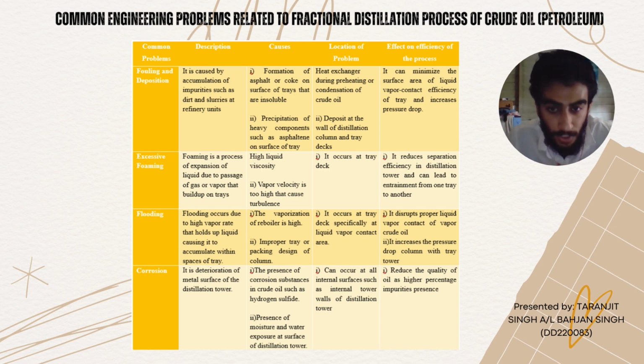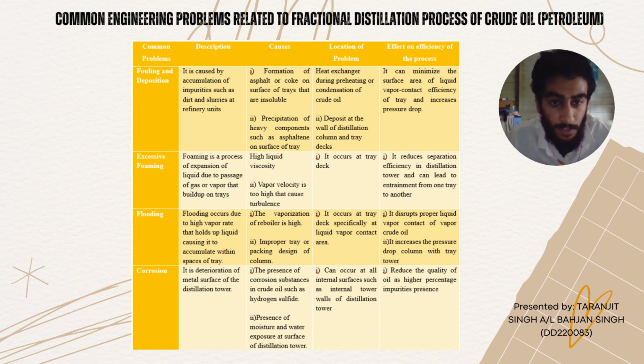Next, finally, corrosion. It is deterioration of the metal surface of the distillation tower. It is caused by the presence of corrosive substances in the crude oil such as hydrogen sulfide. Another cause is the presence of moisture and water exposure at the surface of the distillation tower. The location of the problem is that it can occur at all internal surfaces of the tower, at the walls of the distillation tower.